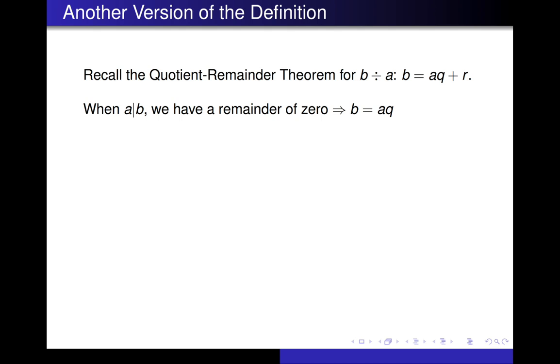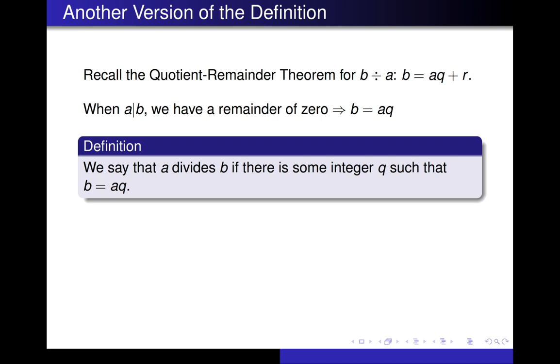So this gives us another way of defining what it means for one number to divide another. We say that a divides b if there is some integer q, such that b is equal to a times q. And notice here that this is a definition that is purely in terms of multiplication, not division. But we, of course, know from our experience with the quotient remainder theorem that b equals aq is really a division problem in disguise.